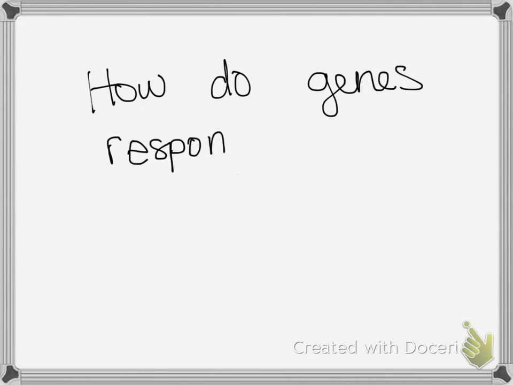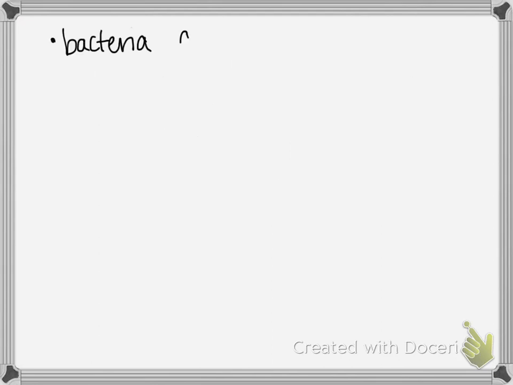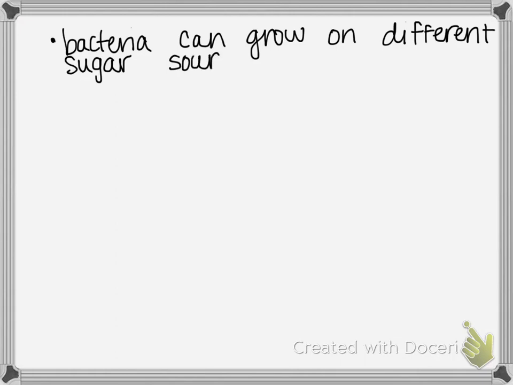Okay, so today we're going to look at one of our first case studies here, and that is how do genes respond to the environment? We know that there are cases where genes get turned on or turned off depending on sensing what's going on around them, but how do they actually do this? And so bacteria can grow on different sources of sugars.